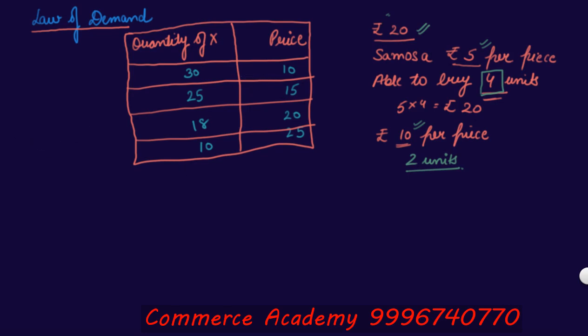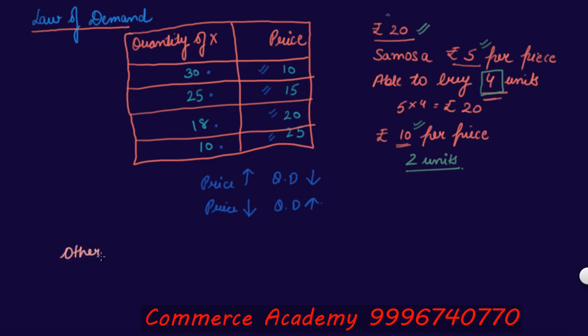As the price of the product increases, the quantity demanded decreases. With the rise in the price, the quantity demanded falls. With the fall in the price, the quantity demanded of that particular product rises. So this is your law of demand.